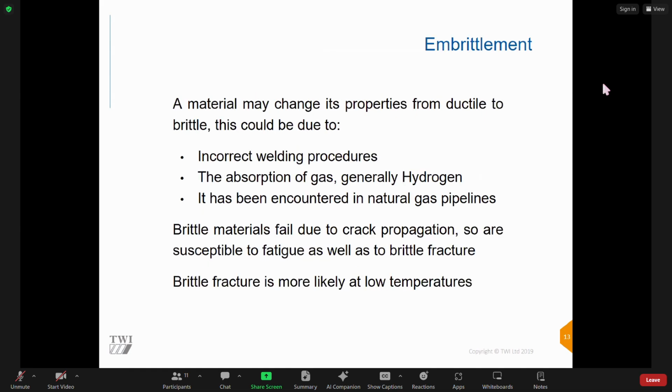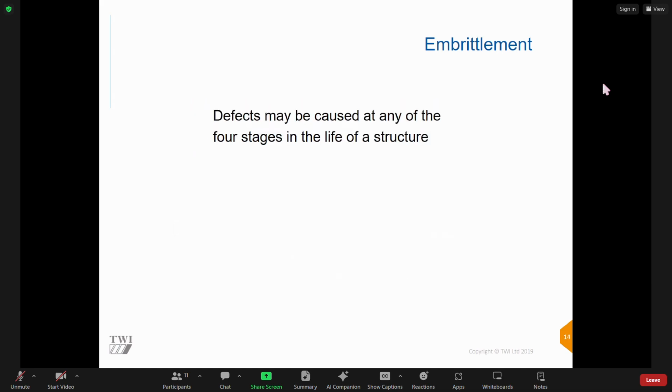So material may change in its properties from ductile to brittle, and this could be due to incorrect welding procedures, or the absorption of gas, generally hydrogen, that has been encountered on natural gas pipelines. Brittle materials fail due to crack propagation, so are also susceptible to fatigue, as well as brittle fracture. And again, brittle fracture is more likely to occur at lower temperatures.